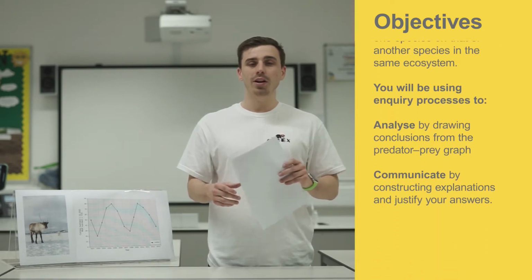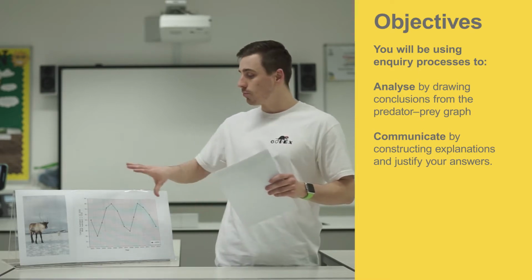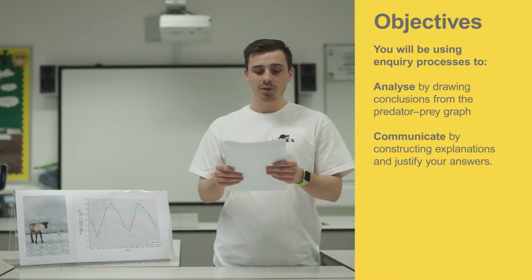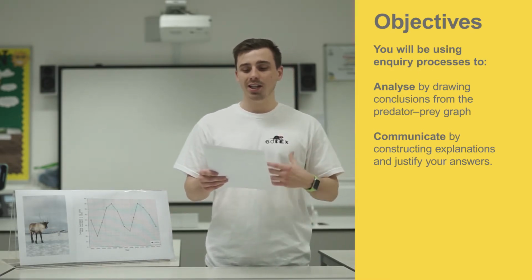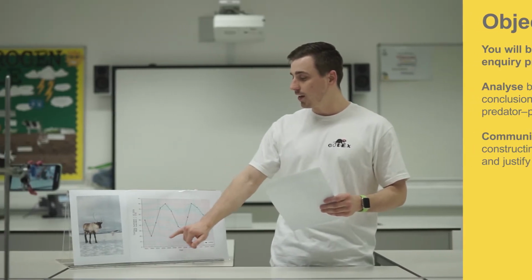We're going to be using inquiry processes to analyze. So we're going to be drawing conclusions from the predator-prey graph that we have here, and we're also going to be able to communicate. We're going to construct explanations to justify our answers. So we're not just going to say it goes up and down over time. We're going to give some reasons for that. We're going to say, why is it going down during this period, or why is it going up?